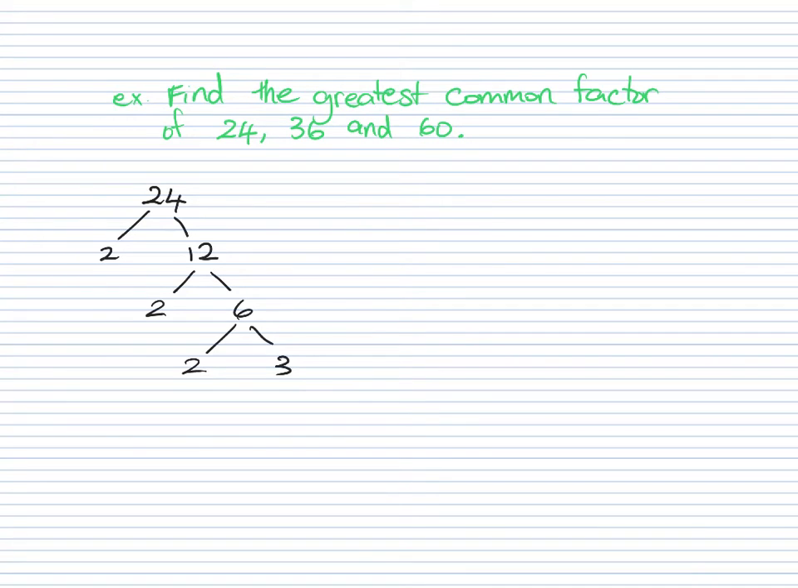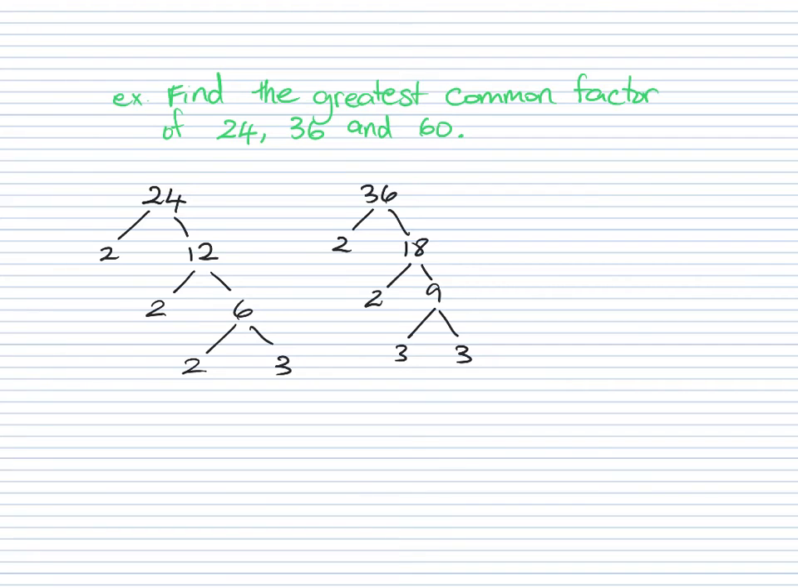Let's do that for 36. The smallest prime number that goes into 36 is 2, and 2 times 18 is 36. The smallest prime factor that goes into 18 is 2, and 2 times 9 is 18. The smallest prime factor that goes into 9 is 3, and 3 times 3 is 9, and those are all prime, so we've done our factor tree for 36.